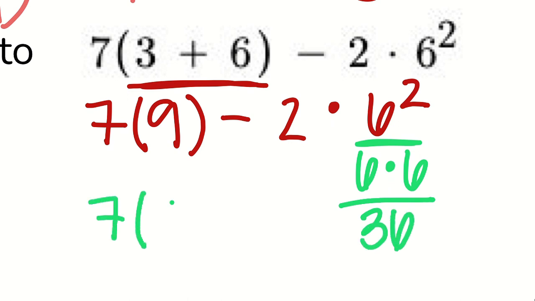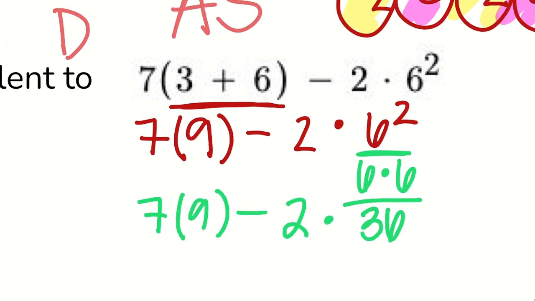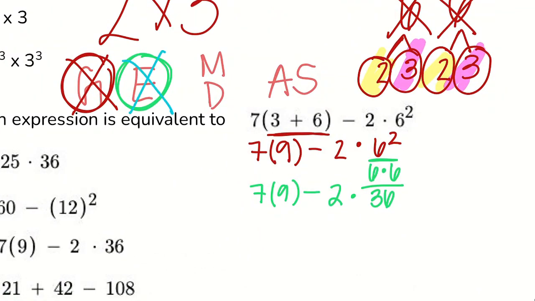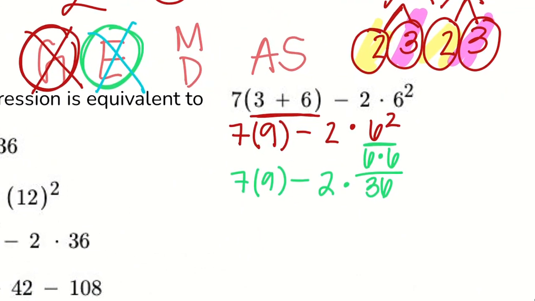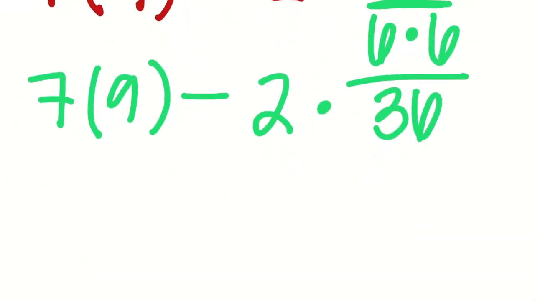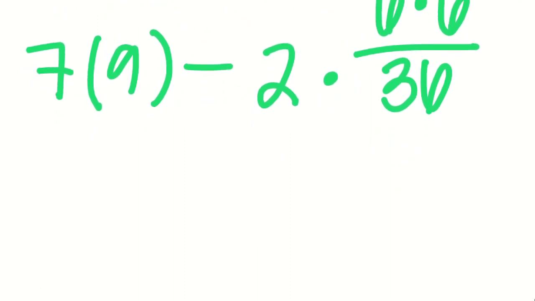Good. I'm going to bring everything down, keeping it real pretty. Oh, look at you, just copying it over. Okay, then I'm going back to my gym dots. We did exponents. Now we're on to multiplication and division, whichever one comes first. I see 7 times 9 first. Good. I also see 2 times 36. So which one do we do first?